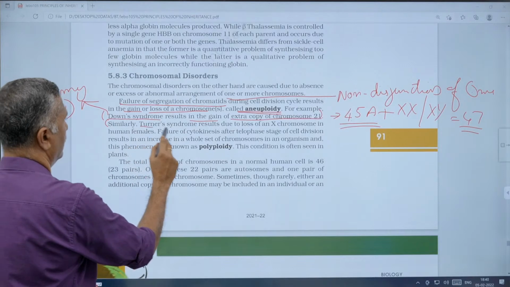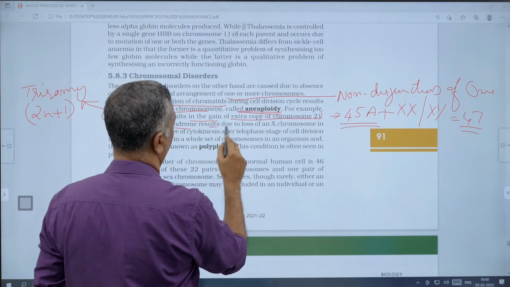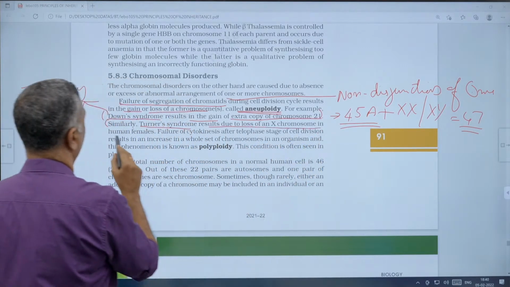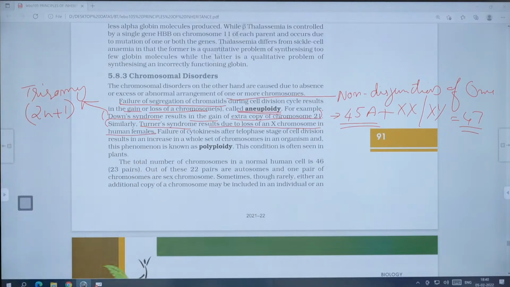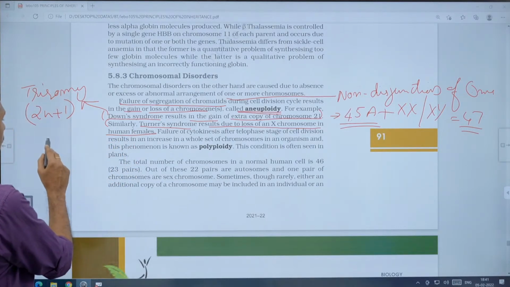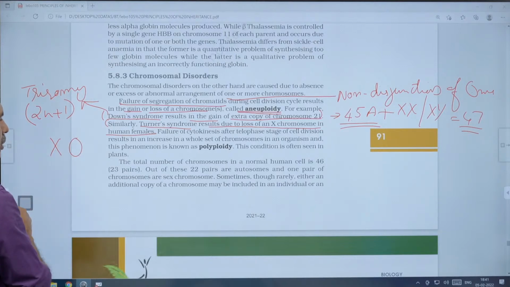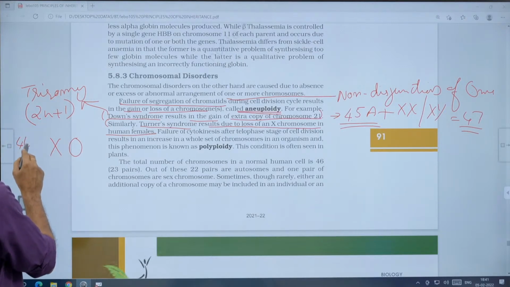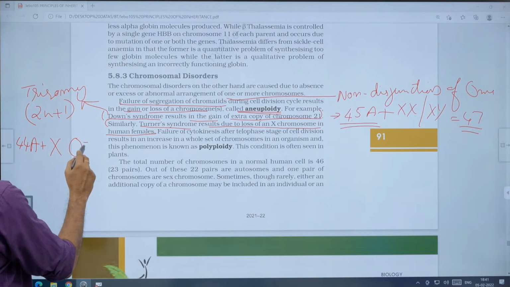Similarly, another syndrome called Turner syndrome results due to the loss of an X chromosome in human females. In a human female, one X chromosome is lost. So that is 44A plus X0. That is 45.